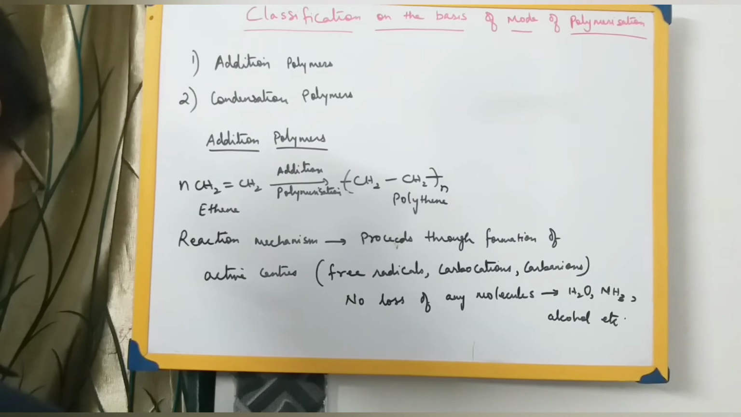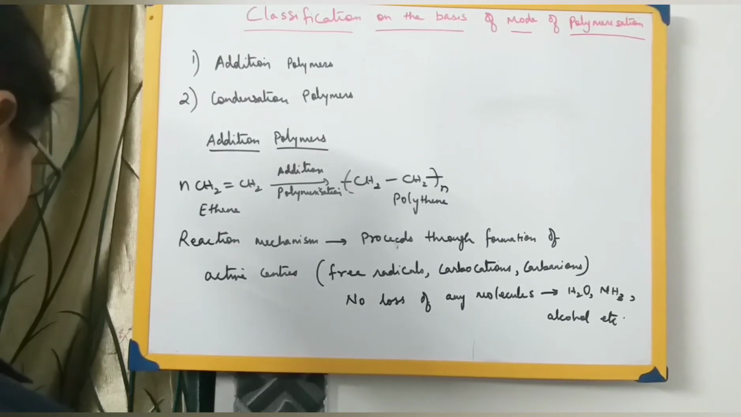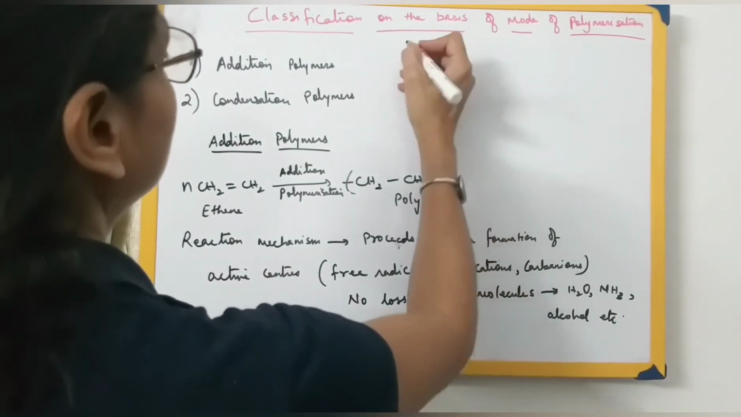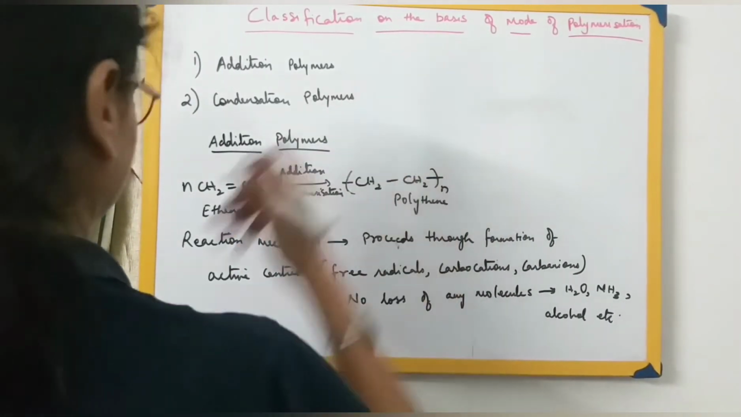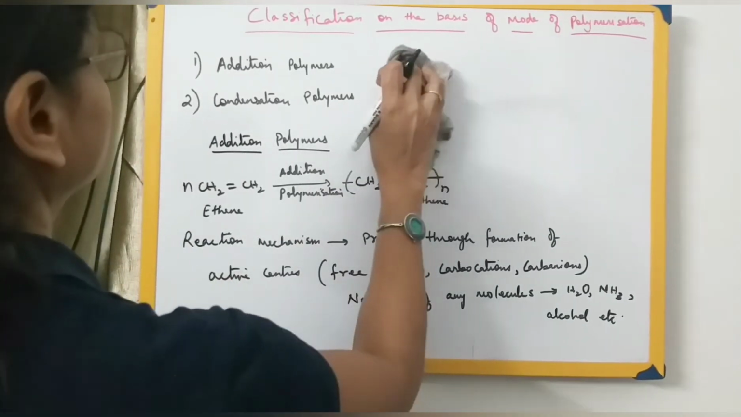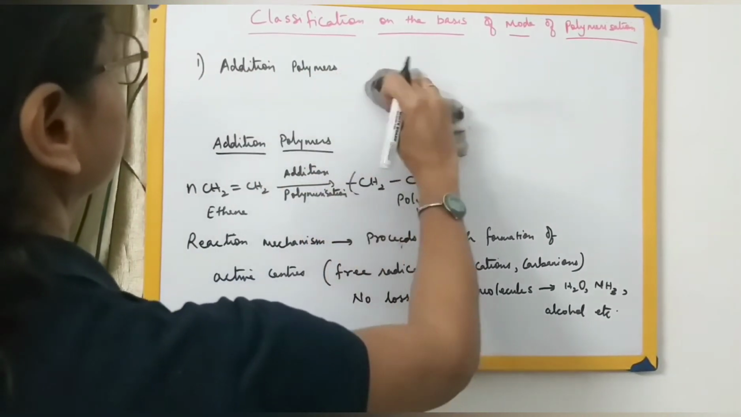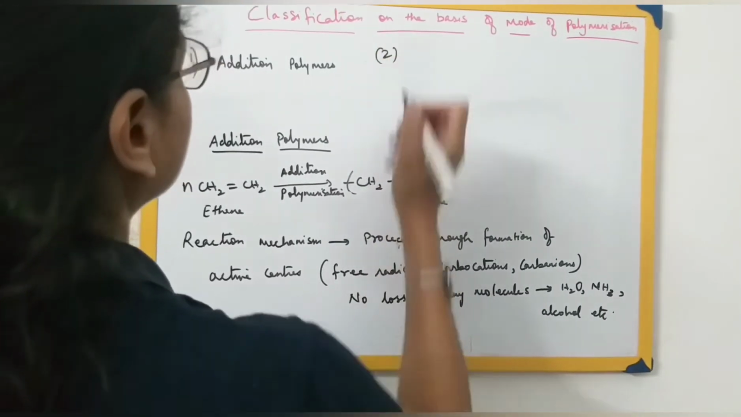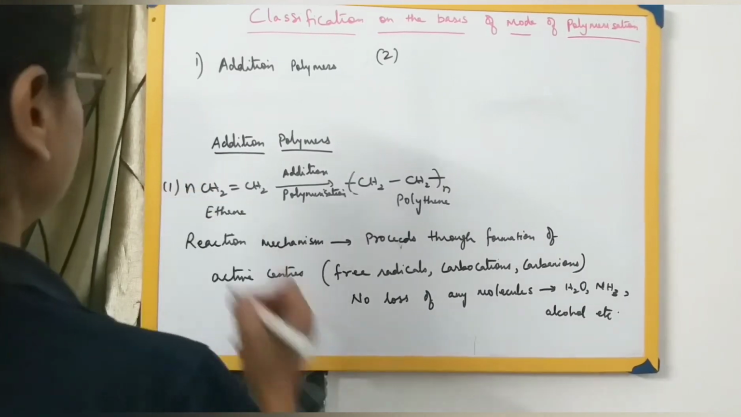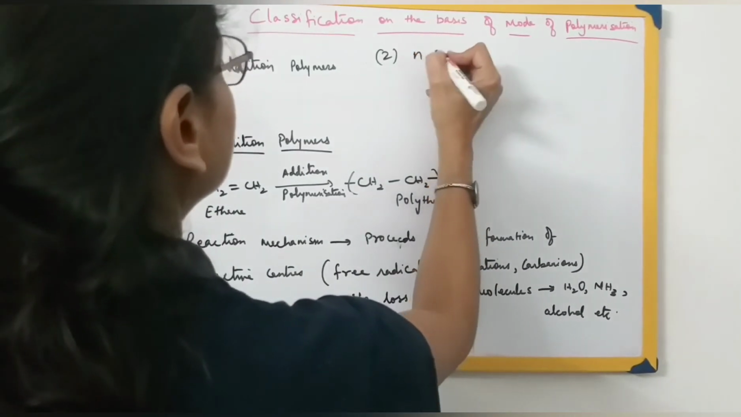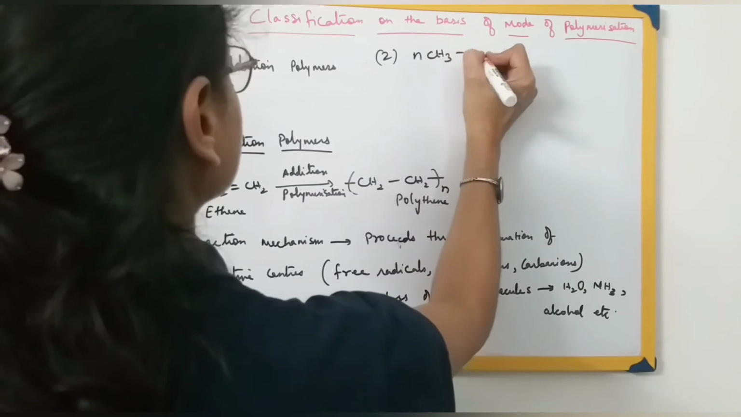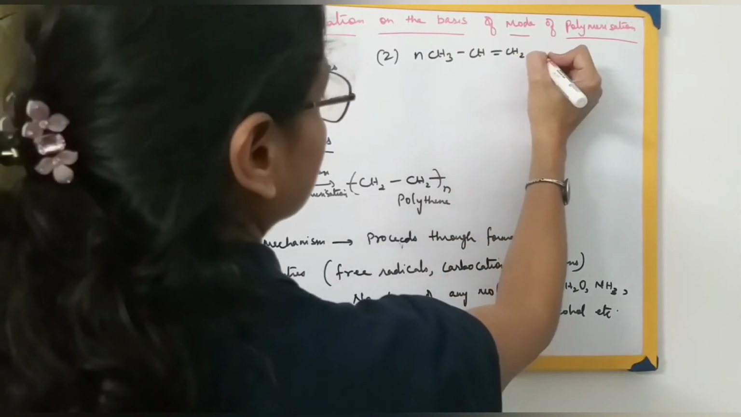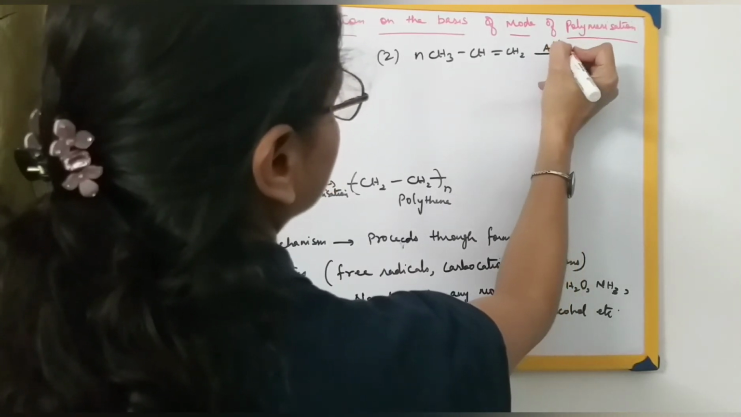Let us come to another example of the formation of an addition polymer, that is propene. I am writing it down here. So this is our second example under addition polymerization. Second example here, that is CH3-CH=CH2. It will undergo addition polymerization.